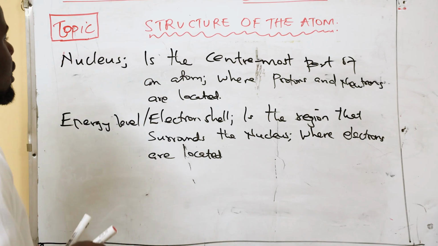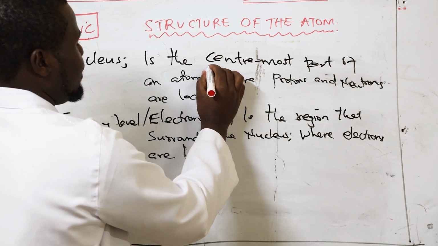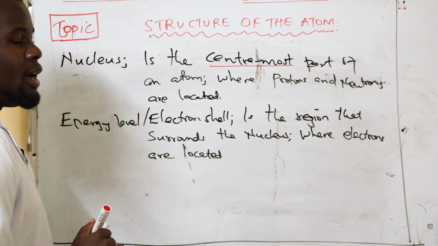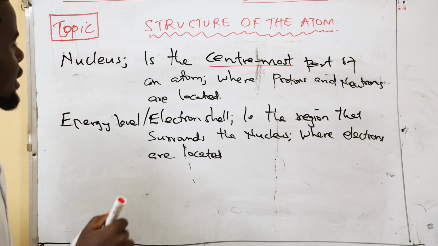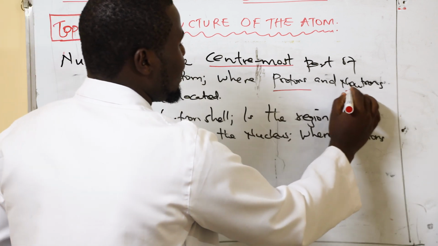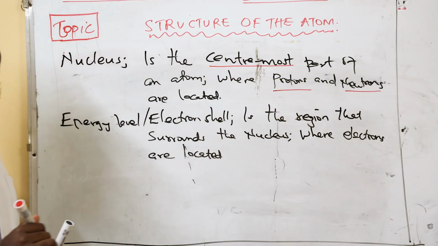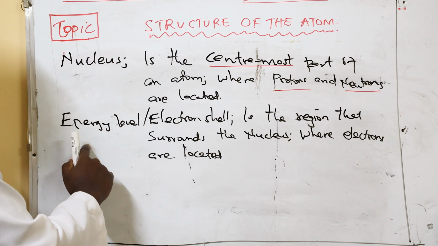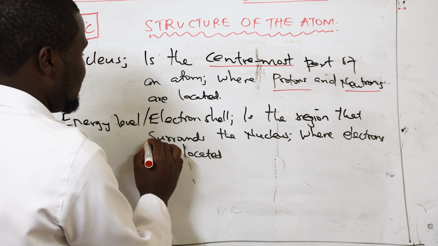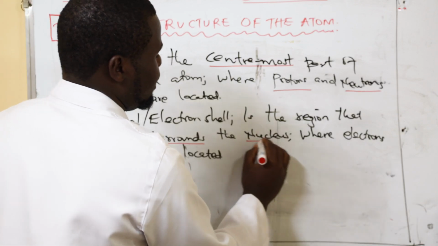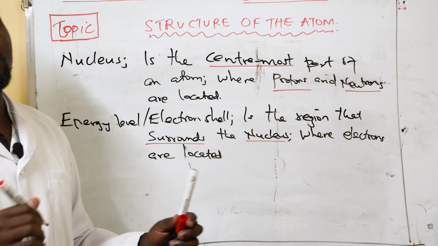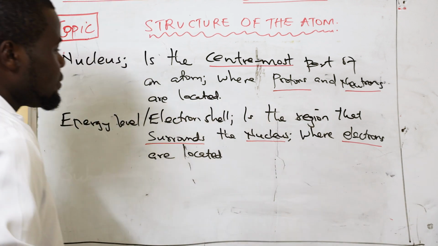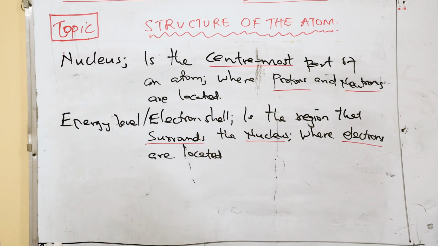Very important. When defining nucleus, we want to see the location, centermost part of an atom. And to be a good student, also tell us that we have protons and neutrons within the nucleus. At the same time, when talking about energy levels or electron shell, we want to see that it is the region that surrounds the nucleus. And don't just stop there. Tell us that this is where electrons are located. I hope that one is clear.